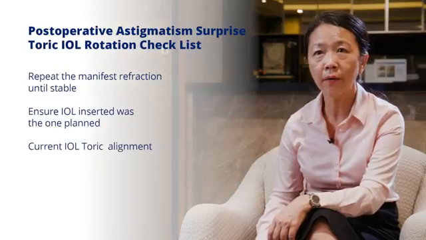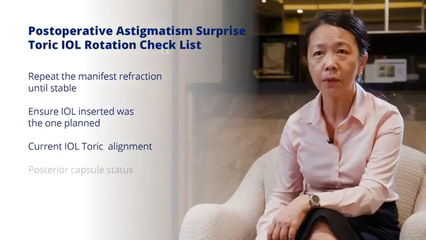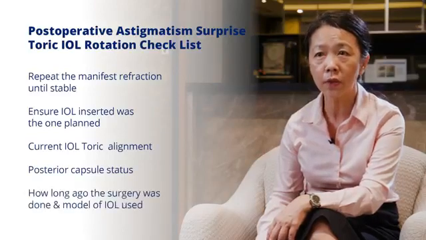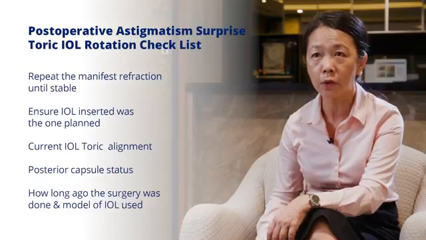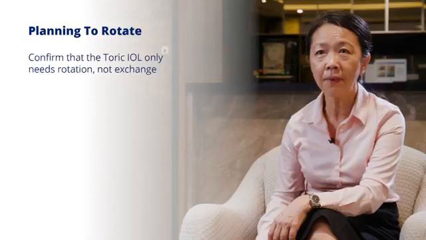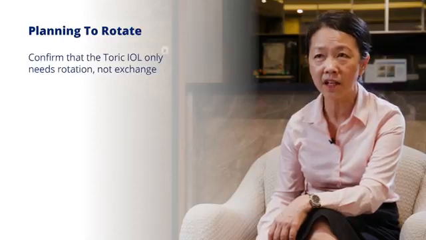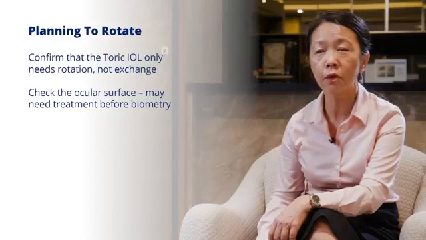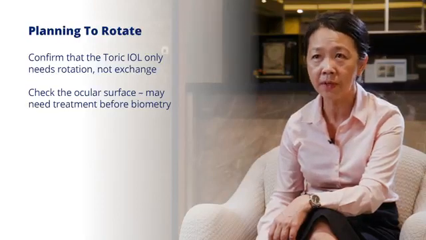You want to check the current IOL toric alignment, the posterior capsule status that is still intact, and how long ago the surgery was done, and the model of IOL that was used if this case was referred to you. Now, when you're planning to rotate, confirm that the toric IOL only needs rotation and not exchange. Check the ocular surface because you may need treatment for the surface before biometry is done.